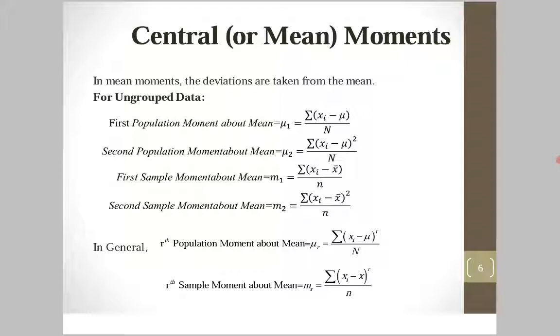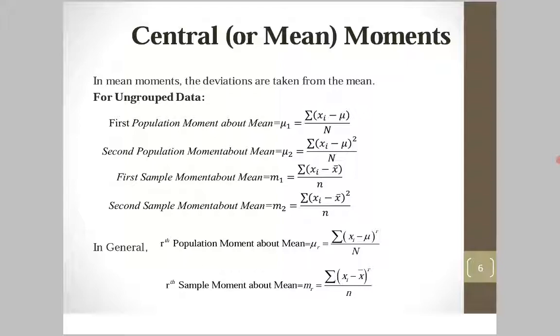So the first population moment is called mu1, which is equal to sigma (xi minus mu) by capital N, where xi is the data item or sample data, mu is the mean of the data, and capital N is the number of items. Two variables are used, capital N and small n. Capital N is the total number of data items, and small n is the sum of the frequencies, that is small n is equal to sigma f.